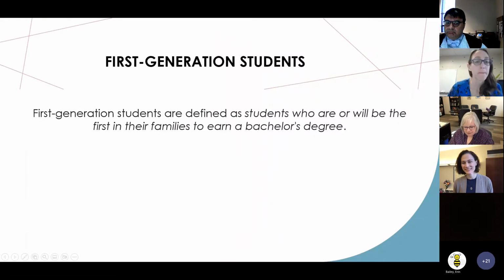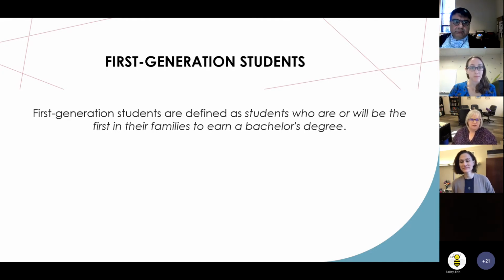Okay, so what do we mean when we say first generation student? I assume all of you are interested in first generation students because that was in the title and in the workshop objectives. So what do we mean? First gen students are defined as students who are or are going to be the first in their families to earn a bachelor's degree. It's defined differently by different organizations, but this is the definition that's on the Kent State I Am First website that was obtained from the first gen site from NASPA.